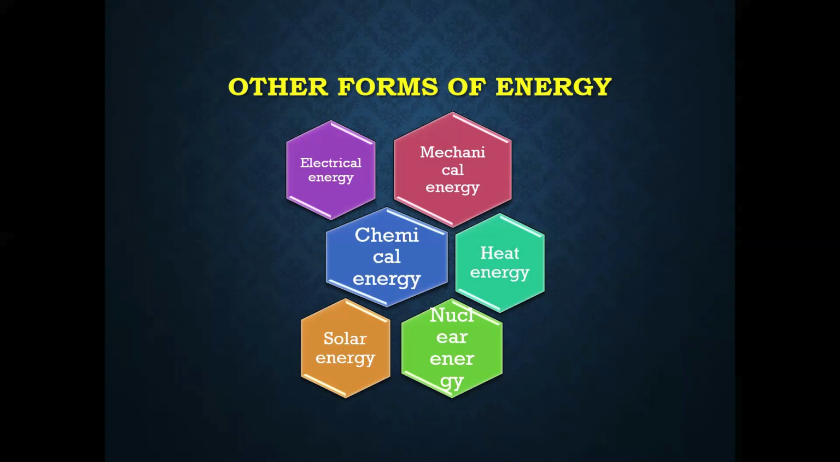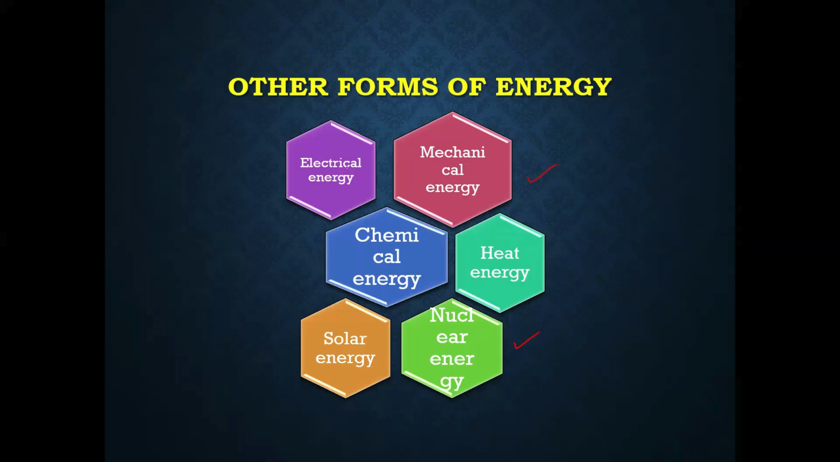So mechanical energy means the energy that is possessed by an object due to its position or due to its motion. We call it mechanical energy. And chemical energy, heat energy, then solar energy, the energy obtained from the sun, and then nuclear energy. It is a form of energy which is released from the nucleus, that means our protons and neutrons. That is said to be nuclear energy.